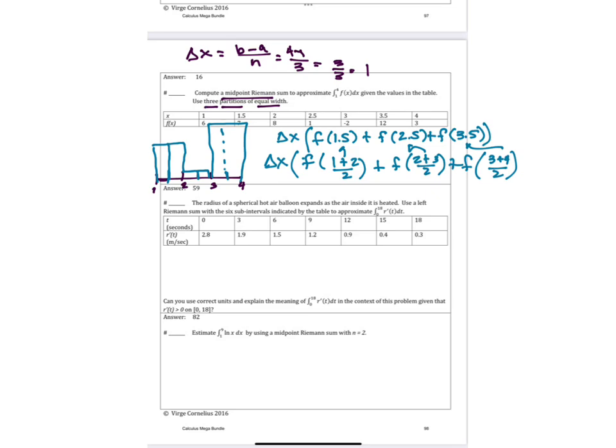Is that making sense? So then when we actually compute, delta x is 1. f of that 1.5 we said was 7. f of 2.5 is 1. f of 3.5 is 12. I got 20. Okay. And again, I don't know what number that is, but I just thought you should have access to that example as well.